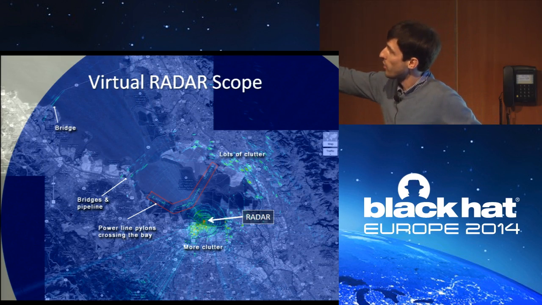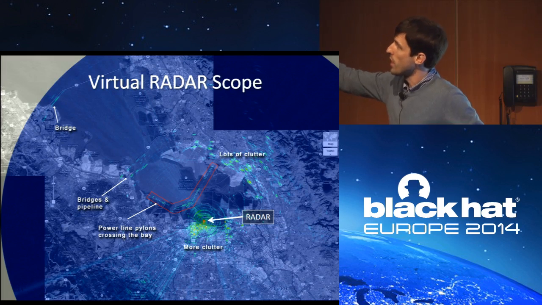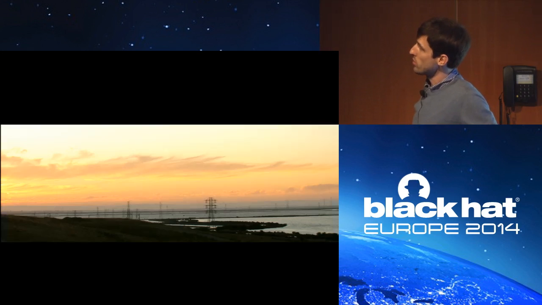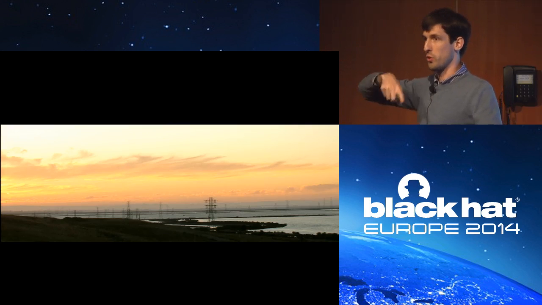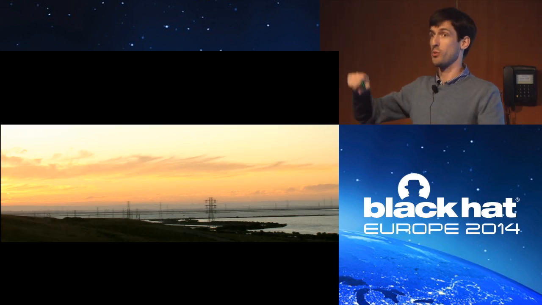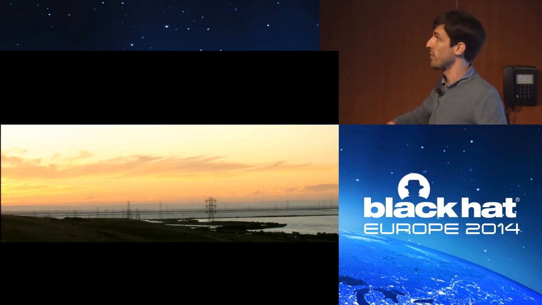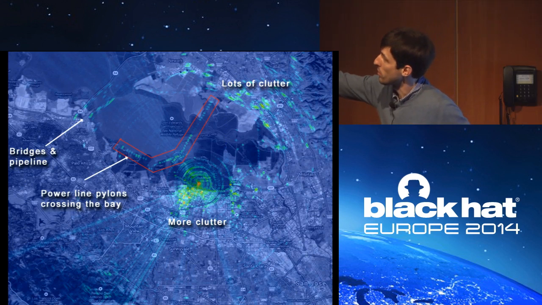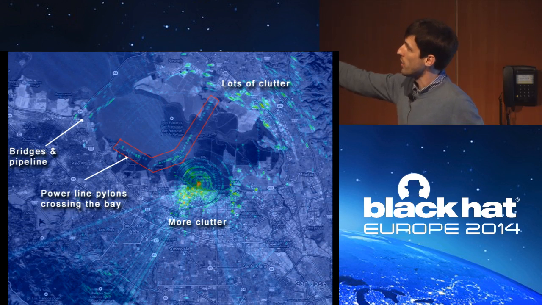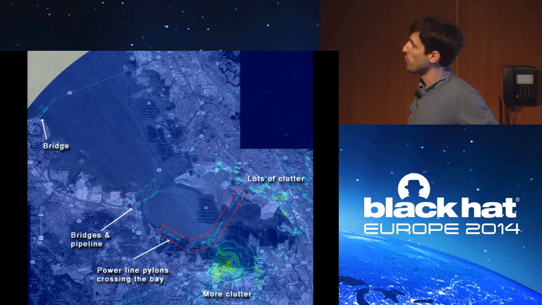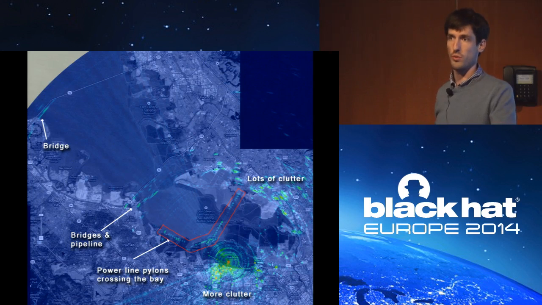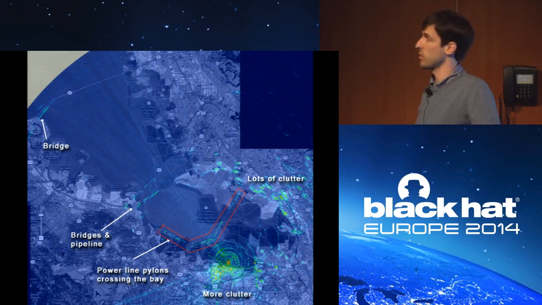So I couldn't figure out what these dots were. And then I looked at the map, and as it turns out, there are power pylons that crisscross all over the Bay Area, and they were actually reflecting the radar energy back into the radio. And you can see that these points line up perfectly where the pylons actually are. The other hotspots here are sort of larger buildings around the Bay Area. And then further out, you can see we have two bridges there, and those bridges are also reflecting some energy. So this is great. It's kind of working.